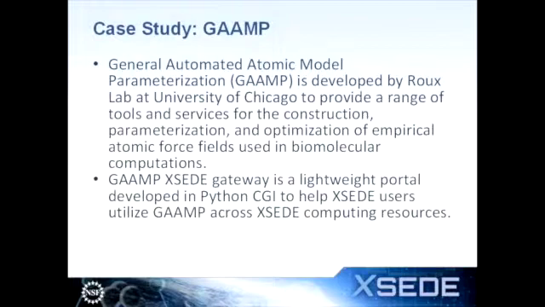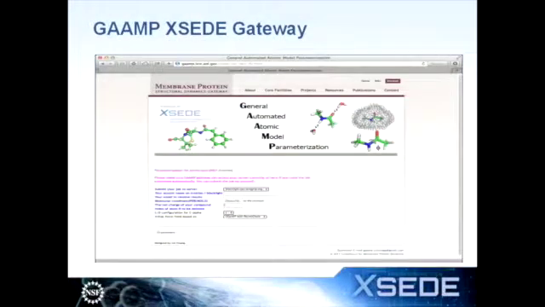The GAAMP XSEDE Gateway is a lightweight portal developed in Python CGI to help XSEDE users utilize GAAMP across XSEDE computation resources. This is how the current GAAMP XSEDE Gateway looks like. It actually doesn't have any XSEDE authentication mechanism at this time.